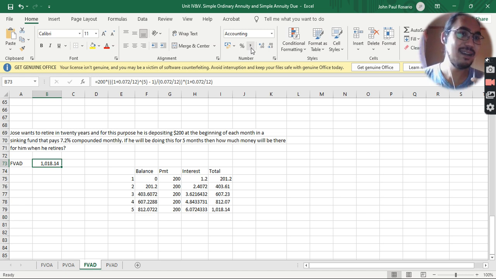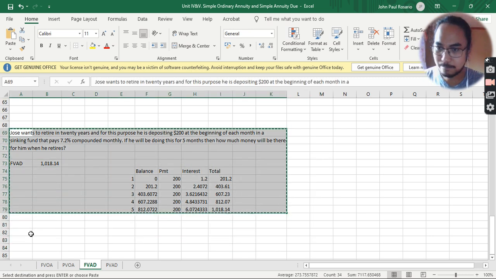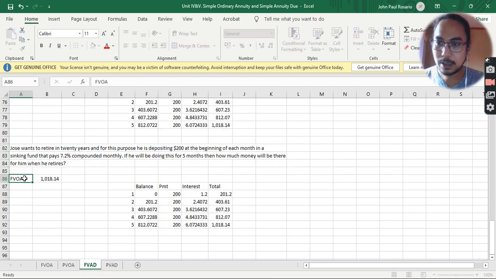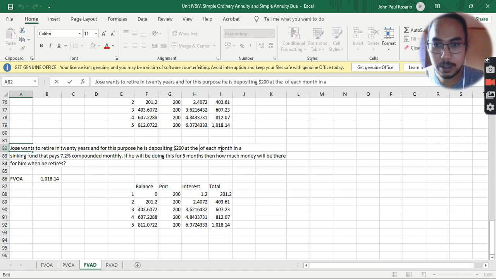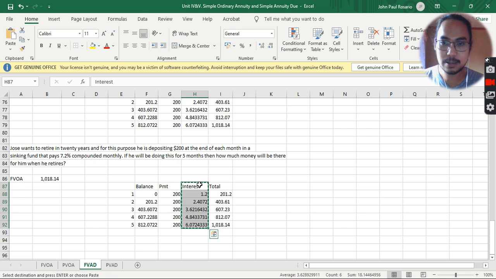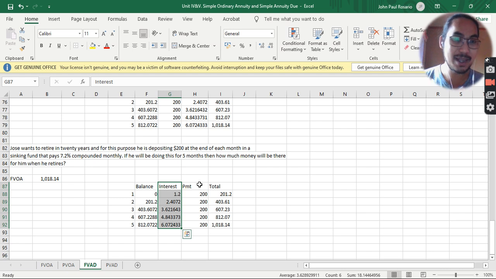Okay. So, sir, can we also do an example like this for ordinary annuity? Okay, let's do that. So this would become FVOA, and so this is at the end of each month. At the end of each month, in a sinking fund that pays 7.2% compounded monthly. Okay. So for this case, let's just transfer it here, the interest. So still at 5 months, no?